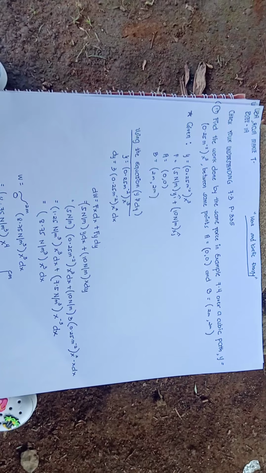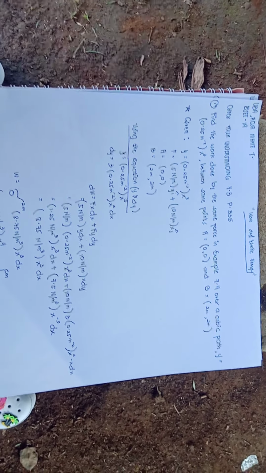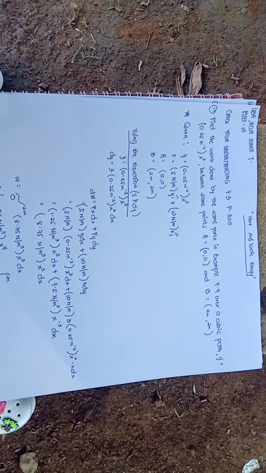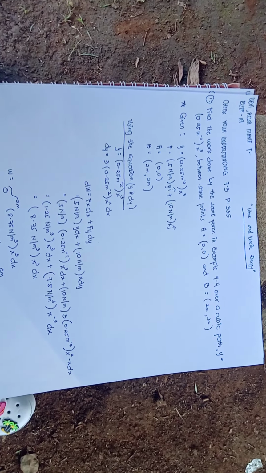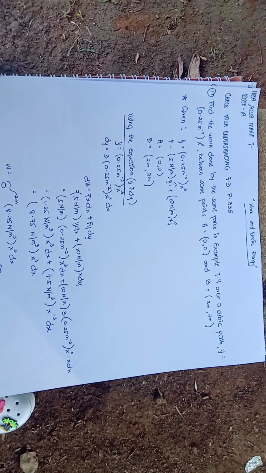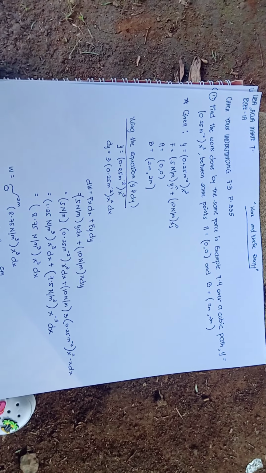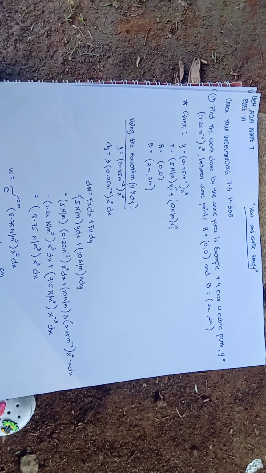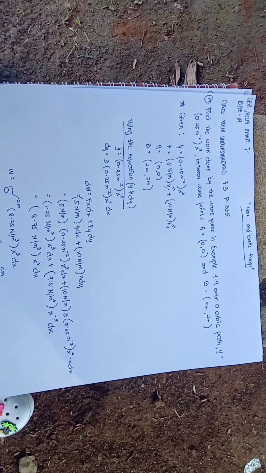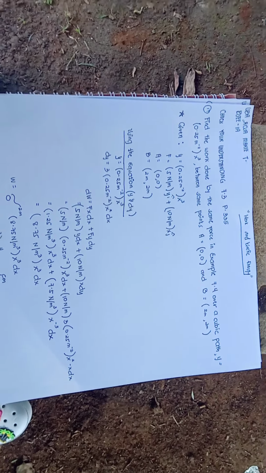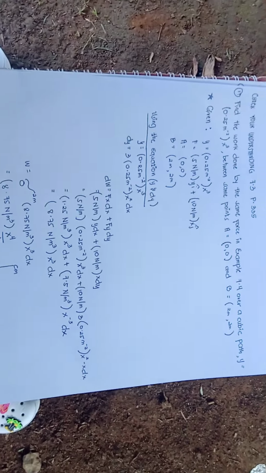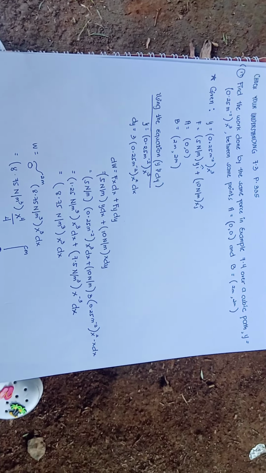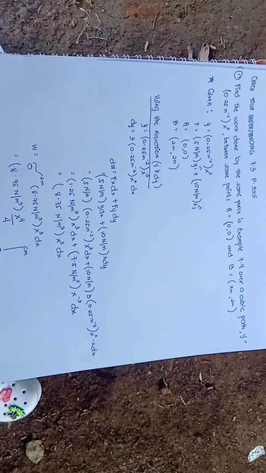So in this topic, let's talk about work and kinetic energy. For Check Your Understanding 7.3, page 335, problem set number 1: find the work done by the same force in example 7.4 over a cubic path, y equals 0.25 meter to the power of negative 2, x cubed, between points A, which equals 0 and 0, and B, 2 meters and 2 meters. Given below, y equals 0.25 meter to the power of negative 2, x cubed.